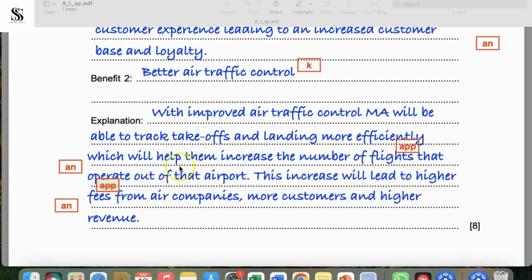This increase will lead to higher fees from air companies. Again, an extra application achieved here. More customers and higher revenue, right? Impact on the business. All right. Okay, so I will take you to the next example.